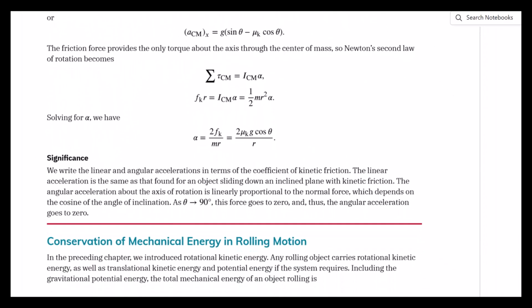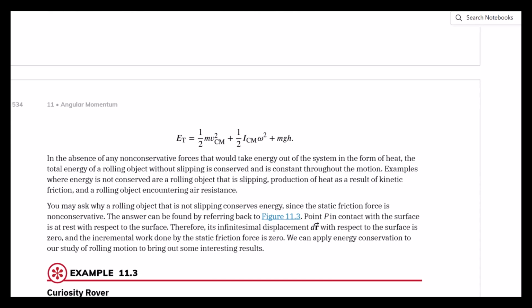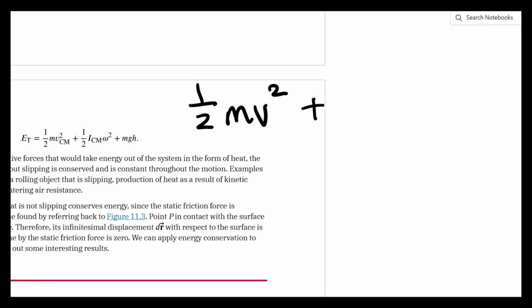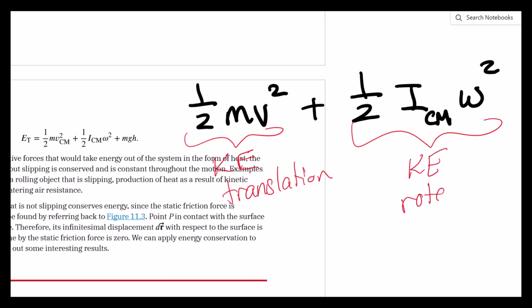No, we're just doing F equals ma and conservation of energy. And okay, so we could do it just like you have 1/2 mv squared. Whenever things are rolling, you also have 1/2 I omega squared. So basically the idea is you have the kinetic energy for translation, and you have the kinetic energy for rotation.